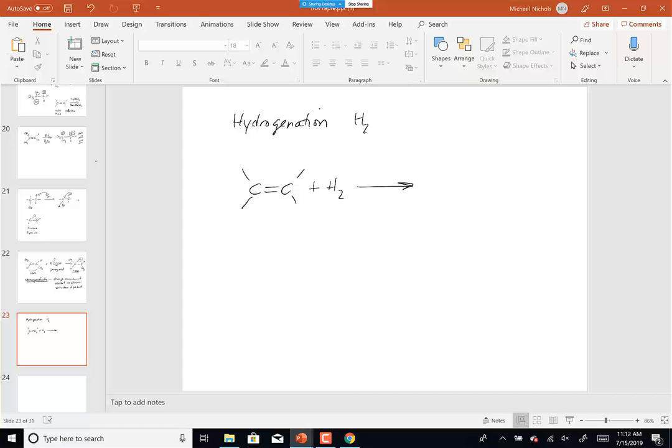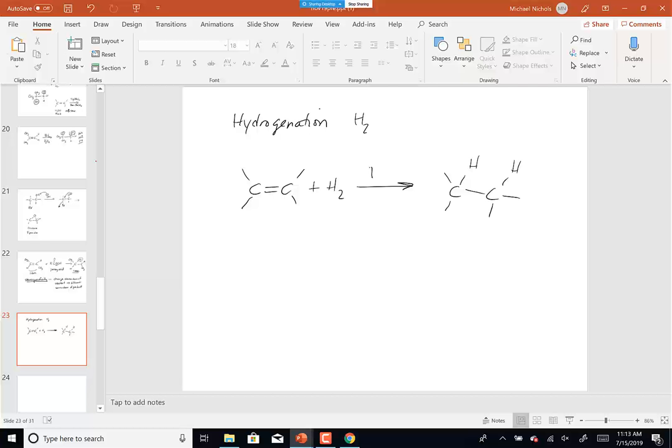What am I adding? Two H's. Markovnikov, anti-Markovnikov? Irrelevant. Adding two of the same atoms. 100% cis or 100% trans? Well, what do I need to make this reaction go?